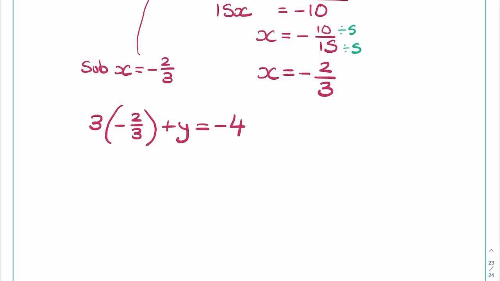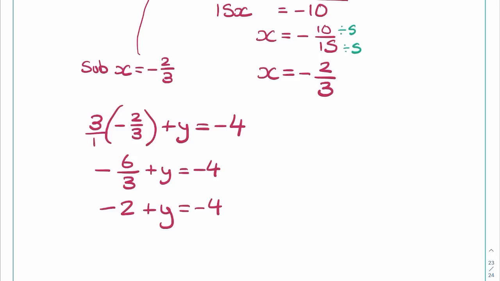Now I would hope, to be fair, a question like this would only come up on a calculator paper, but you never know, so let's figure out how to work this out. Now 3 times negative 2/3, whole numbers will only ever multiply the numerator, so that would just become minus 6/3 plus y equals negative 4. Again, you could write that as a fraction, 3/1, then just times the top times the bottom. Minus 6/3 is minus 2. 6 divided by 3 is 2, isn't it? So minus 2 plus y equals negative 4.